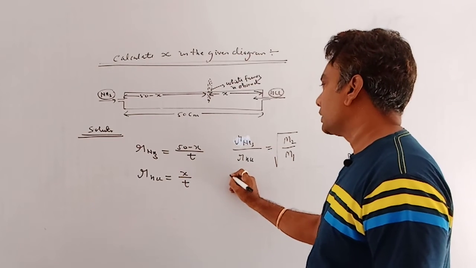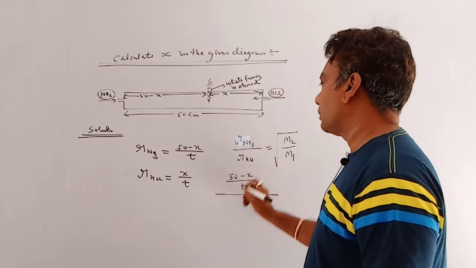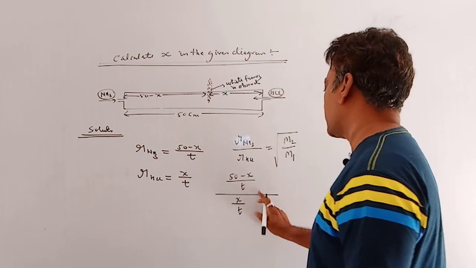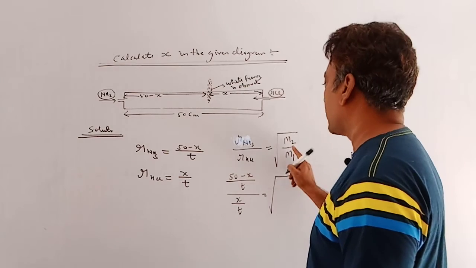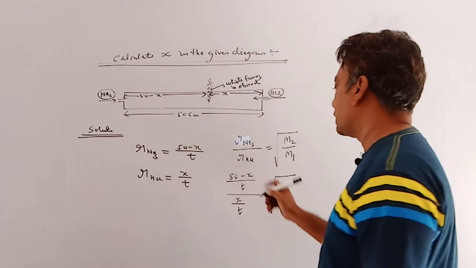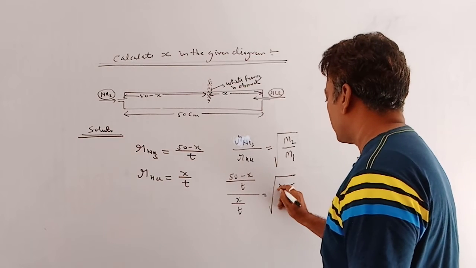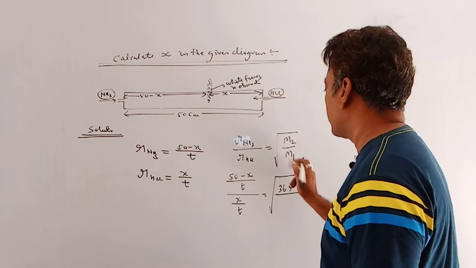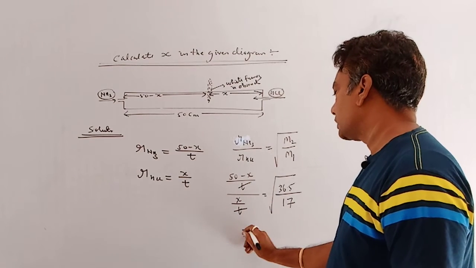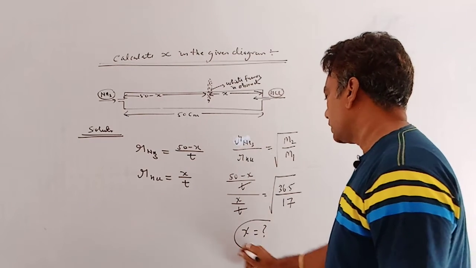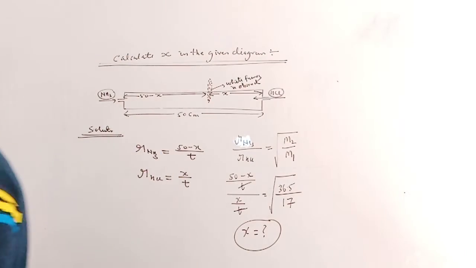rate of ammonia divided by rate of HCl is equal to under root m2 by m1. The rate of ammonia is written as 50 minus X divided by T, whole divided by X upon T. Clear? Which is equal to under root m2, where m2 is the molecular mass of HCl, which is 36.5, whole divided by m1, which is 17. Calculate X. So this is the way to solve such types of questions.